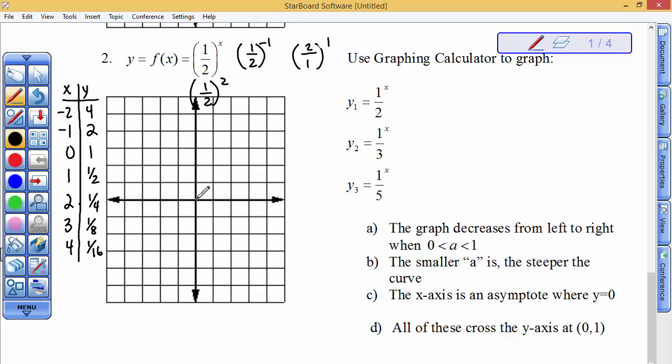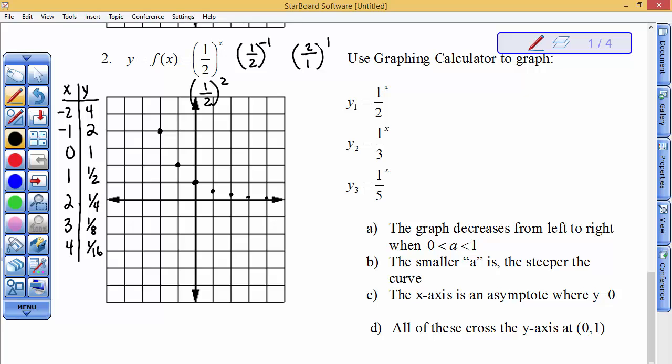The first ordered pair is to the left 2 and up 4. The next ordered pair is to the left 1 and up 2. The next ordered pair, I don't go anywhere in the x direction, I go up 1. That's always right here. It says all of these cross the y-axis at (0, 1). And the next is x is 1, y is 1/2. The next is x is 2, y is 1/4. x is 3, y is 1/8. x is 4, y is 1/16.